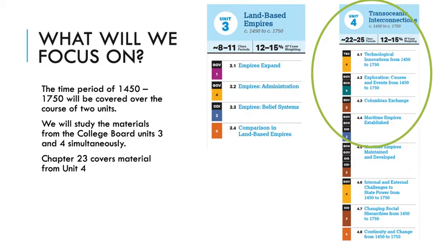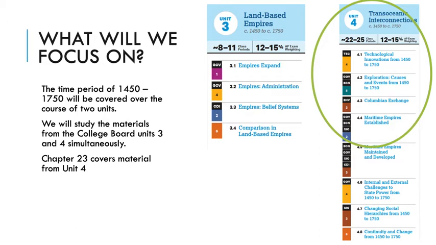The reason we're doing 4 first is because Unit 3 is going to be about the land-based empires, about what's happening in China and in Russia and in India. To understand those developments, you're going to need to understand the role the Americas played in global trade because it's going to have an impact on that. So that's why we're doing Unit 4 first. But really, we combine the units in this class. We don't stick to the College Board's timeline in terms of going in order. These two units really tie into the time period of 1450 to 1750, and that's what we're going to be looking at.